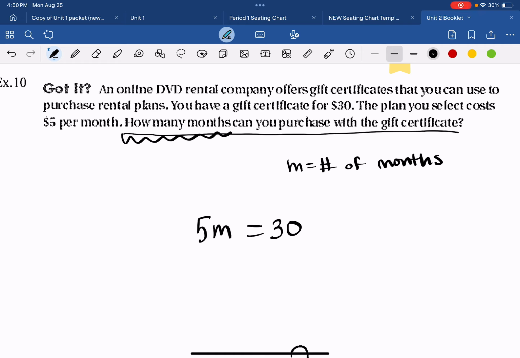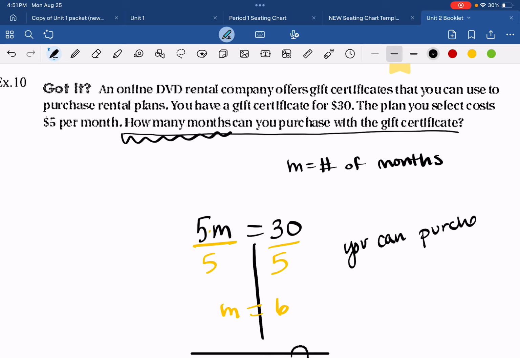Okay, from here, we're ready to solve. So I bring my mirror line down. I see that it's 5 times m, so I'm going to divide by 5. Divide by 5. I have m equals 6. Now, good mathematicians never just leave their numbers floating around for no one to interpret. Okay, let's write a sentence here. It says, you can purchase 6 months with the gift certificate.